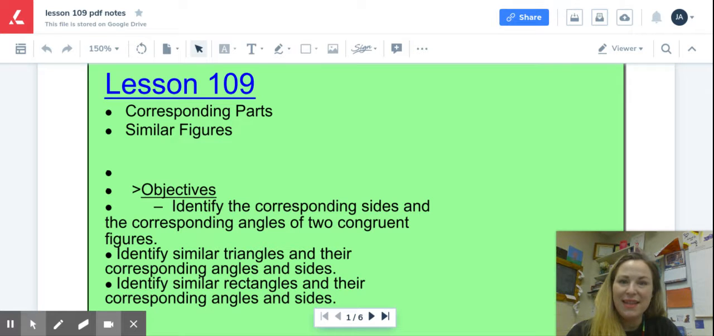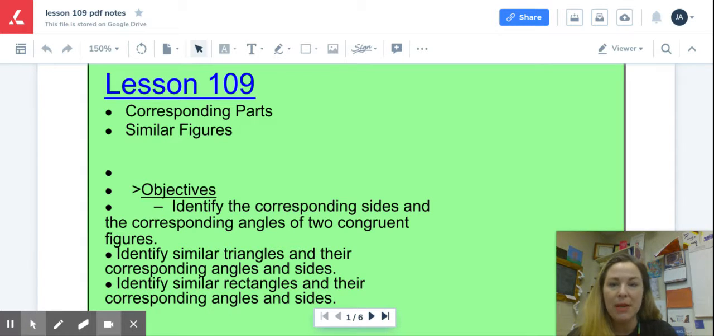Hey everyone, today's lesson is lesson 109 and it's on corresponding parts and similar figures. And we'll be looking at the difference when we're looking at maybe like two triangles or two quadrilaterals, for example. What does it mean when they're corresponding? And also, a term that's not up here but should be is the word congruent.